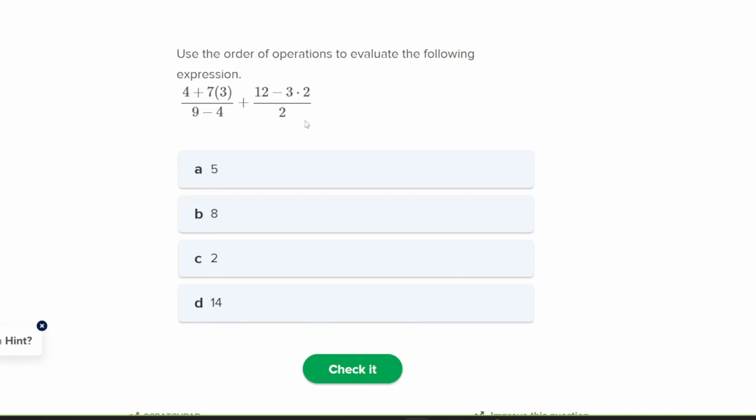When you're working with expressions with fraction bars, right, division symbols, the fraction bars you treat almost as if they were grouping symbols, right? They're like parentheses. They separate parts of the expression that you should simplify first before continuing.